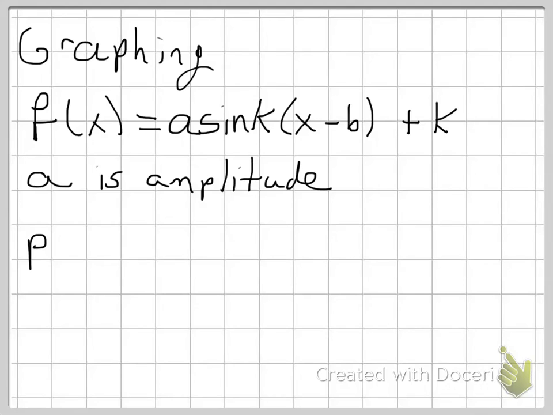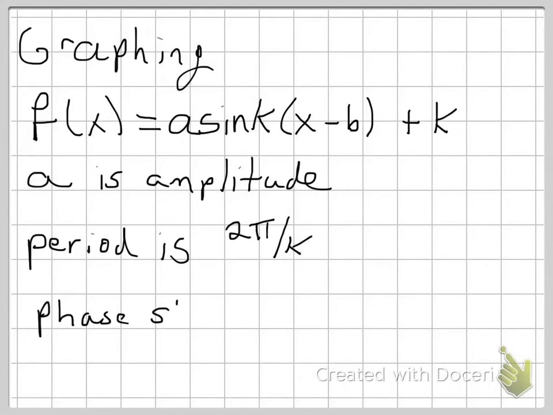The period is always going to be 2 pi over k, and the sine function repeats itself every 2 pi. So if we have this factor of k here, it's going to either accelerate or slow down the whole cycle, depending on if it's greater than 1 or between 0 and 1. B is called the phase shift, so it's your horizontal shift left or right, and then K is your vertical shift up or down.